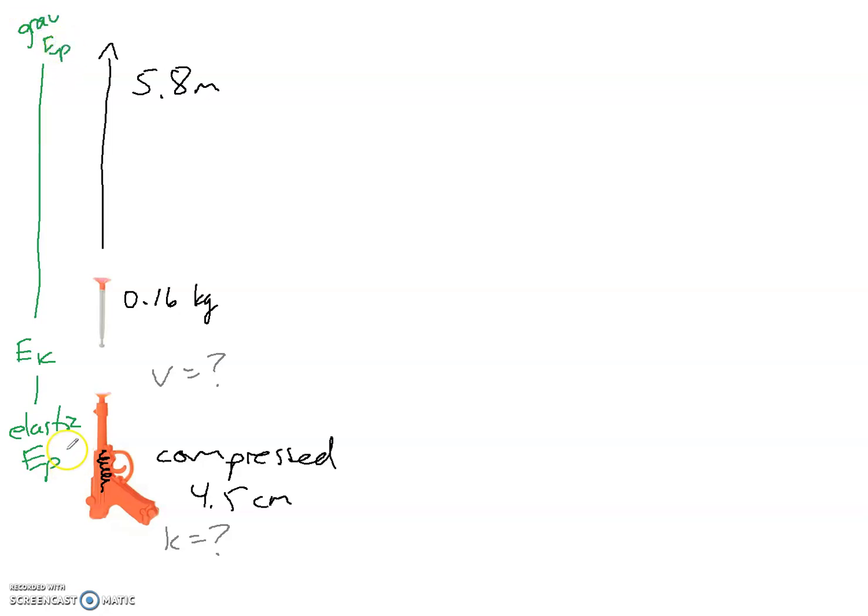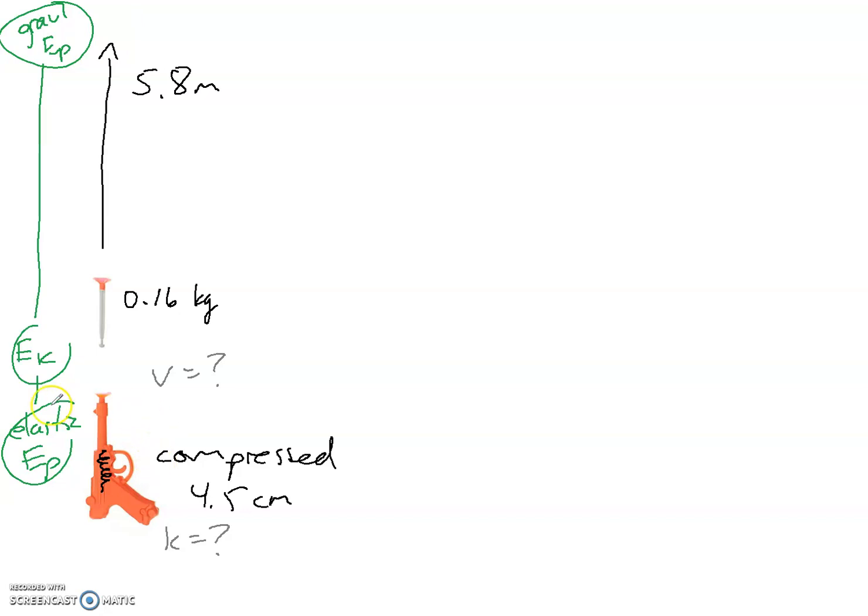And at each of these three locations, here and here and here, all three energies have to be equal, because down here it's all elastic energy before it's shot. Right when it's released, it's all kinetic energy. And at the very top, when it's at rest, it's all gravitational energy. So those three energies have to be equal. So if I can find energy at one place, I can find energy at all the places.